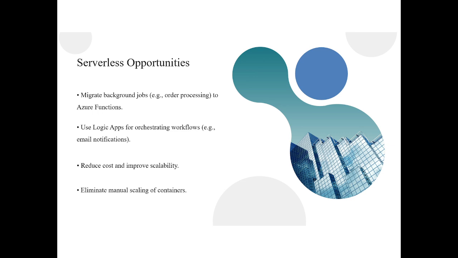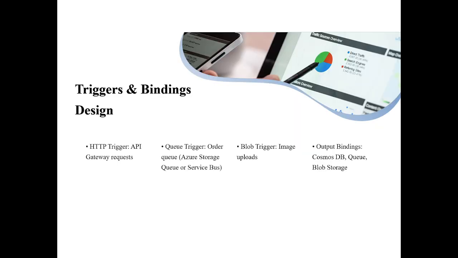Then we'll talk about trigger and binding design. In this slide, I talk about how Azure Functions are triggered. An HTTP trigger can handle API calls. A queue trigger can process order messages. A blob trigger works well when we upload things like pet images. The output of this function can be sent to Cosmos DB or Blob storage, reducing the amount of glue code that we need. These four points are what I'm talking about.